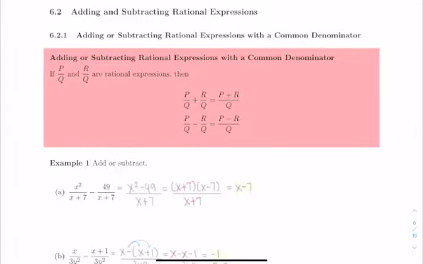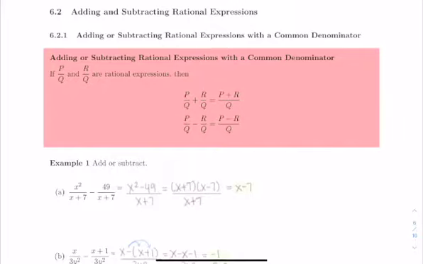In section 6.2, we are adding and subtracting rational expressions. Just like with fractions, we have to have a common denominator to add or subtract rational expressions. The first thing we're going to look at is if they do have that common denominator, then all we do is add or subtract the numerators and then write it over the common denominator.